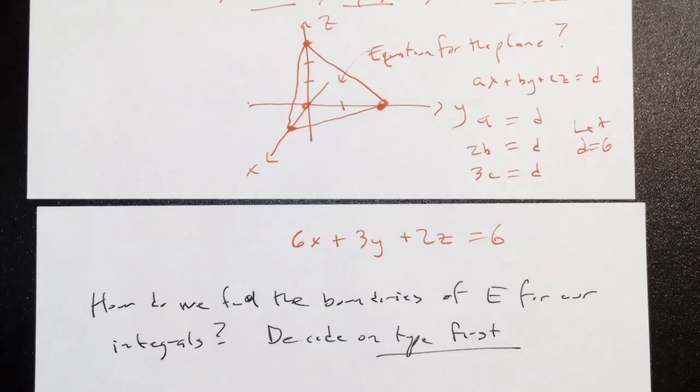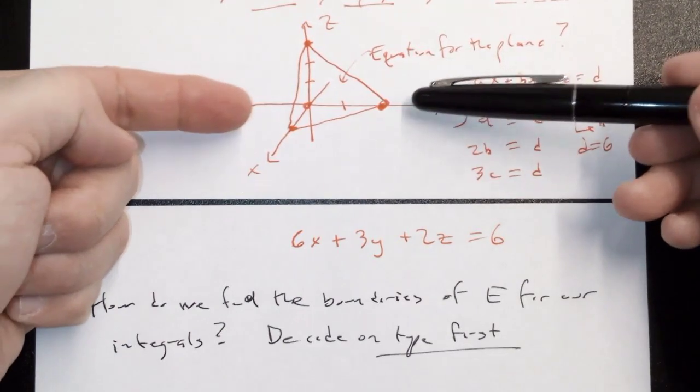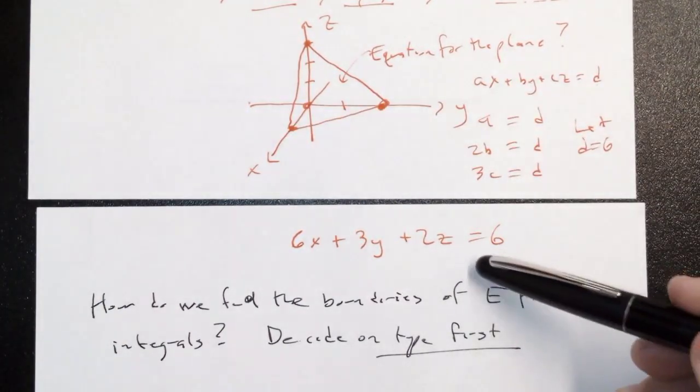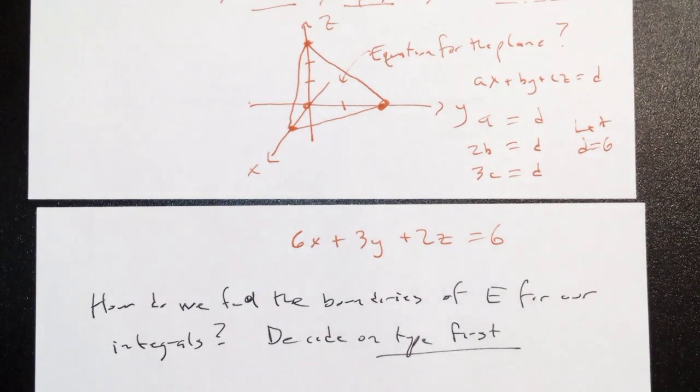So, which one do you want to do first? Do it as front and back in X, do it as right and left in Y, or do it as top and bottom in Z? Okay, if I'm doing it as left and right, then I'm thinking of Y as the direction we are going first. That means this equation needs to be written Y equals.